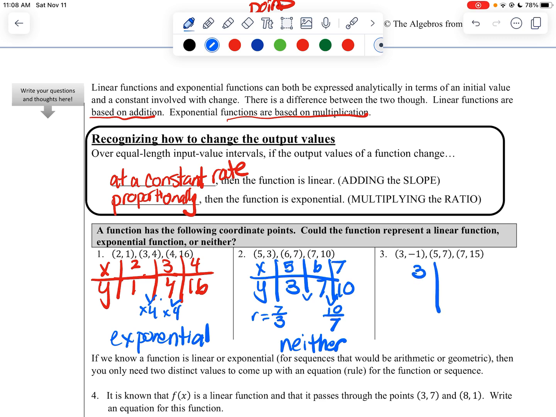And then our last one, 3 goes with -1, 5, 7, 7, 15. Well, I can see, again, I should have checked these for constant change. Going up by 2. Well, that's going up by 8, so it is linear.